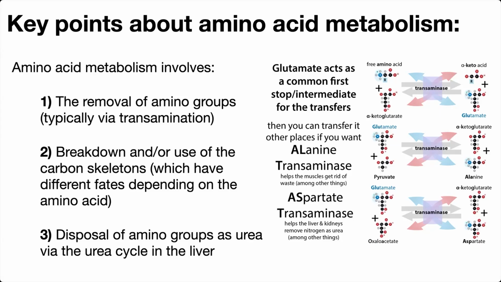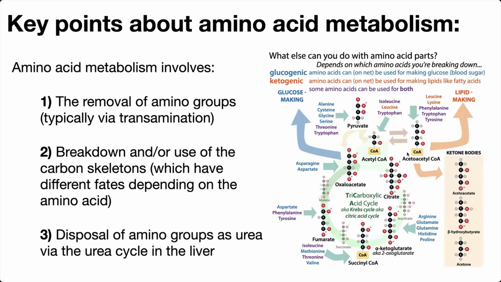If you think about amino acids, we have some variety, but all of them are going to have at least one amino group, and then they have some sort of carbon skeleton. That carbon skeleton is often very useful. We can break it down, we can oxidize it to get ATP. We can interconvert it with other molecules to make various things, but all of those are going to require removing this amino group. We can remove this amino group via a process called transamination, and that's going to be the first step to being able to use the carbon skeleton.